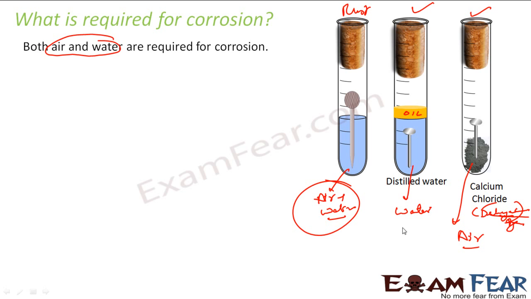In this case we provided water but still there was no rust. In this case we provided air but there was no rust. In this case we gave air and water both and it rusted. Thus we conclude that both air and water are required for corrosion.